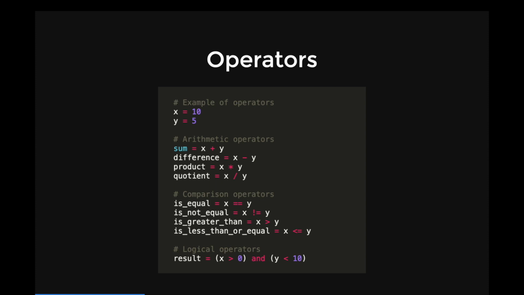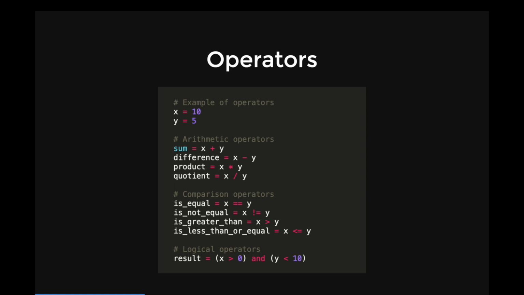So in the first case, is equal, x is equal to y, it's not, because x is 10 and y is 5. For the second one, is not equal, it will be true because 10 and 5 are two different numbers. Is greater than, is x greater than y? Yes it is, because x is 10 and y is 5. Is less than or equal to, x is 10, so it's not less than or equal to y, which is 5.